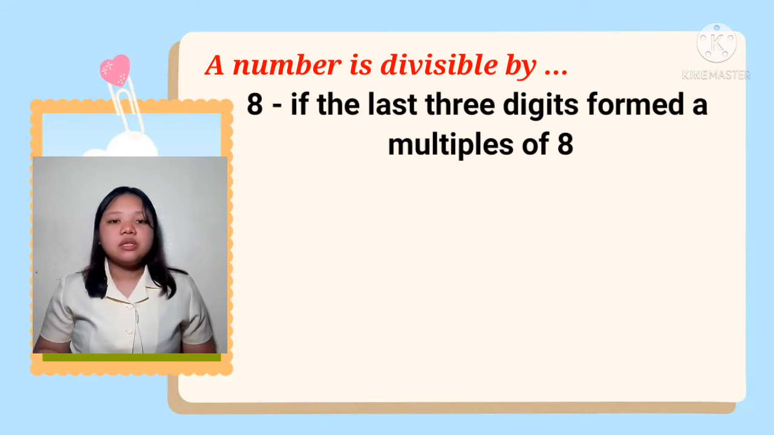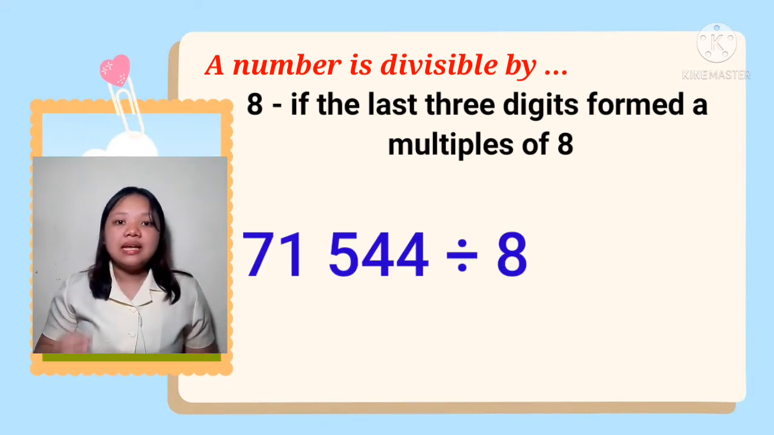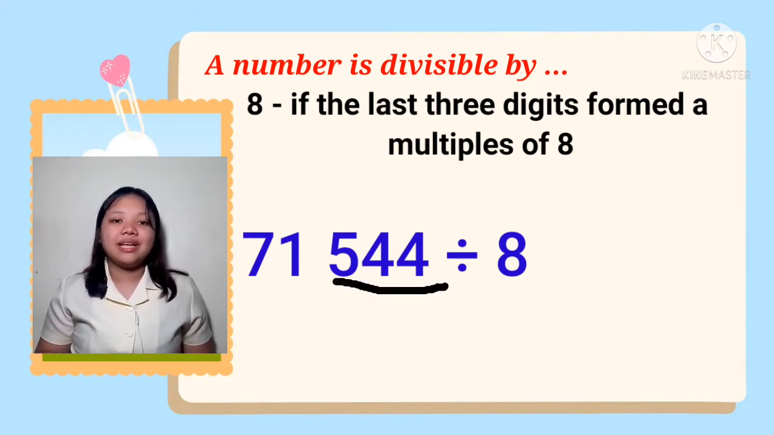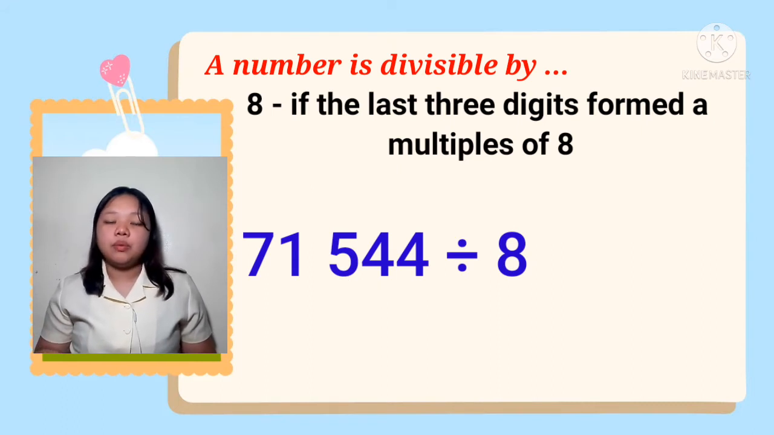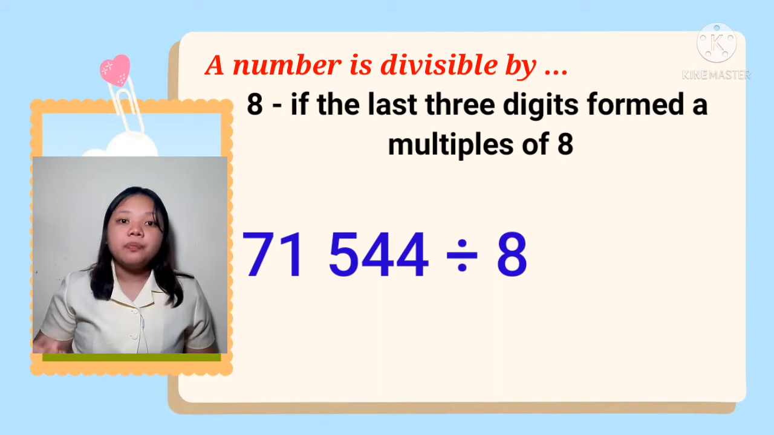So for example, 71,544 divided by 8. The last three digits are 544, and when you multiply 68 by 8, we will get 544. Therefore, it is a multiple of 8.